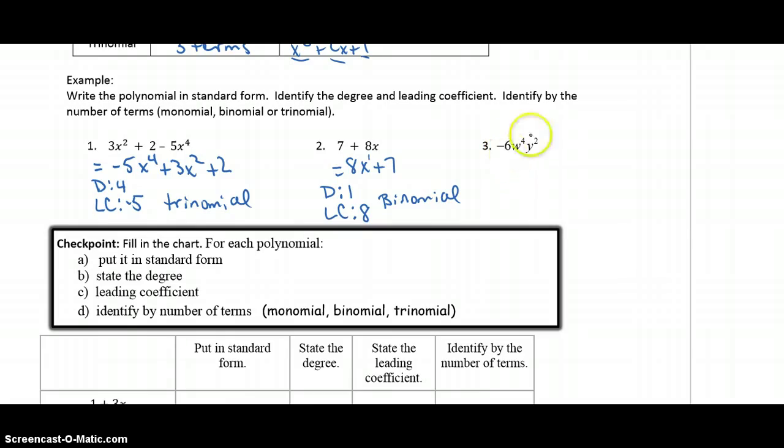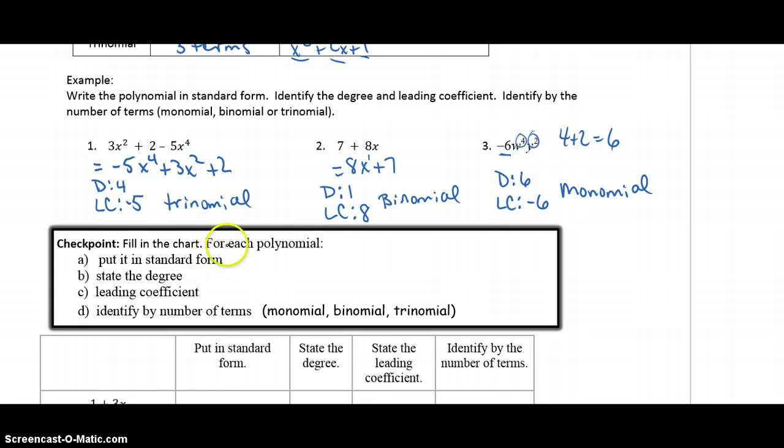This last one just has 1 term, so it is in standard form already. Now the degree here is a little bit different. Since there's 2 different variables, we actually just add those 2 numbers together, and the degree is 6. So the degree is 6. The leading coefficient is that -6 multiplied in front. And it just has 1 term, so that's a monomial.